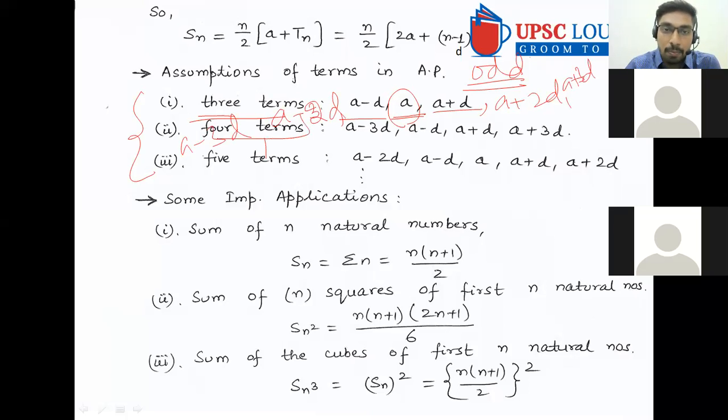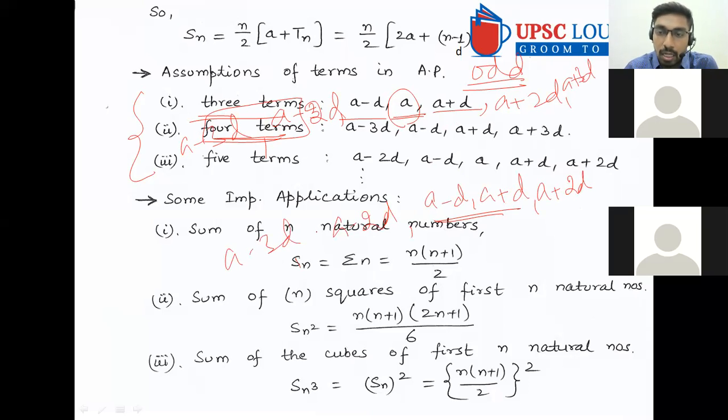In the same manner, for even numbers of terms, you consider two terms as a minus d, a plus d. For four terms, again one increment, one decrement, using 3d and d. For six terms, again a minus 5d and a plus 5d, like this. You can follow this sequence.